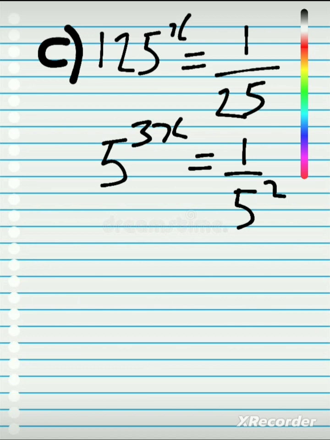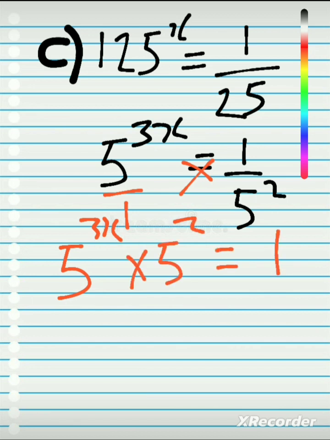There are different ways you can go about this. You can do this. I don't recommend this, but you can do it. I just want you to know you can cross multiply, so that you have 5 power 3x times 5 to the power 2 is equal to 1. According to the multiplication property of indices, when the bases are the same and you are multiplying them, you have to add the powers. So it's going to be 5 power 3x plus 2.